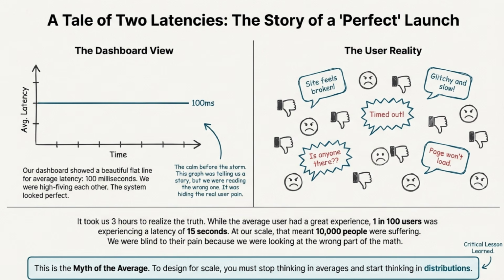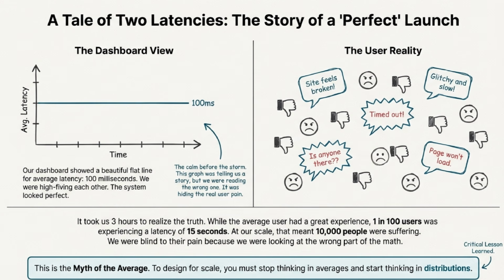Hey everyone! In the last video, we looked at the physics of a single machine, the nanoseconds, the CPU cycles, and the distance of data. But today, I want to talk about what happens when you move from one machine to millions of users. And usually when we talk about scale, people immediately start talking about load balancers or sharding. But before we get to the tools, we have to talk about the math of scale.